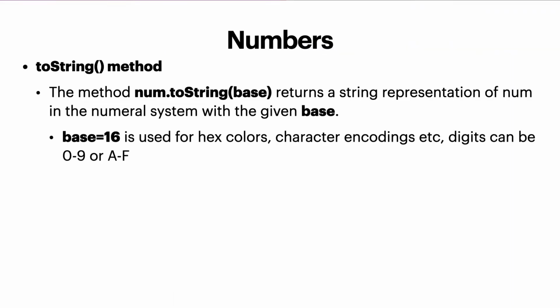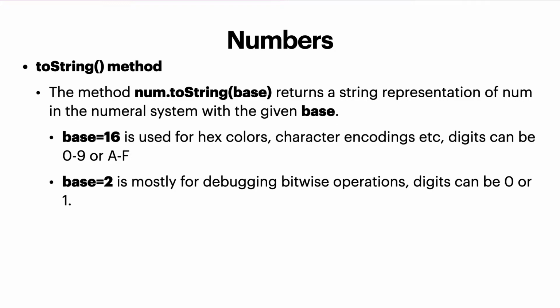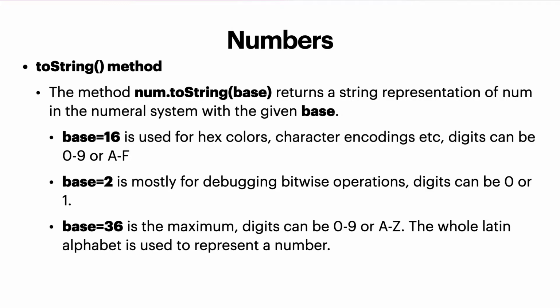The common use cases for this are basically these. Base equals 16 is used for hexadecimal colors, character encodings, etc. The digits could be from 0 to 9 or A to F. Base equals 2 is mostly for debugging bitwise operations. Digits can be either 0 or 1. Base equals 36 is the maximum. Digits can be from 0 to 9 or A to Z. The whole Latin alphabet is used to represent a number.